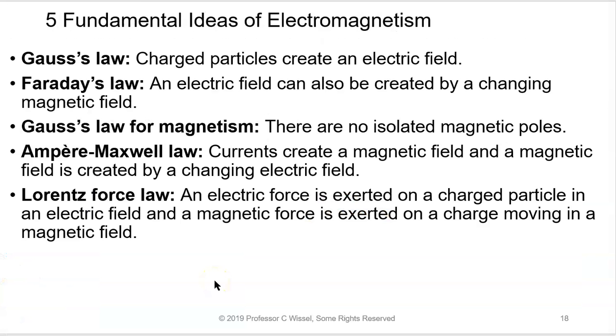So here we have the five fundamental ideas of electromagnetism. Gauss's law says charged particles create an electric field. Faraday's law says an electric field can also be created by a changing magnetic field. Gauss's law for magnetism says that there are no isolated magnetic poles. The Ampere-Maxwell law says currents create a magnetic field, and a magnetic field is created by a changing electric field. The Lorentz force law says an electric force is exerted on a charged particle in an electric field, and a magnetic force is exerted on a charge moving in a magnetic field. So these together are the five fundamental ideas of electromagnetism.